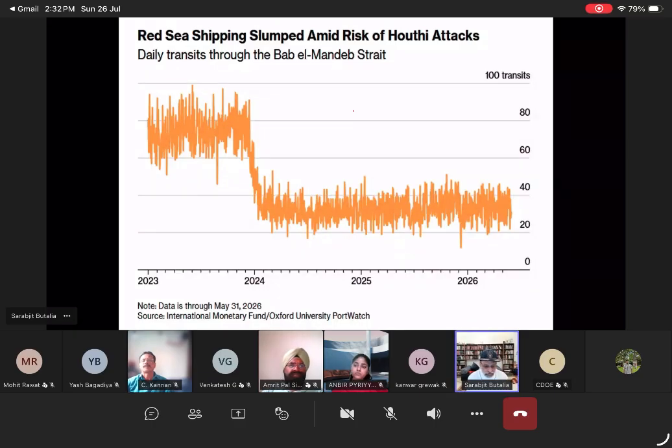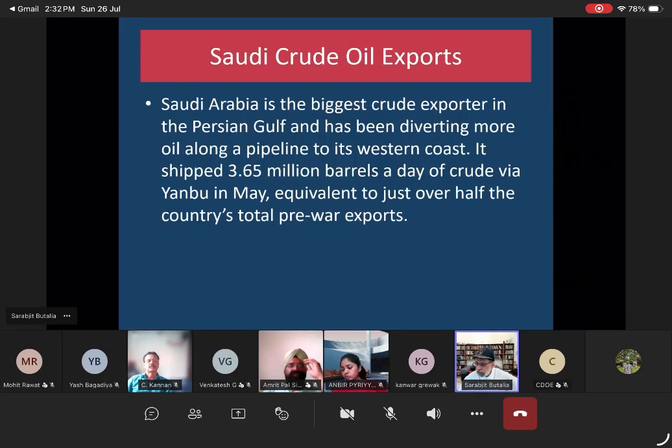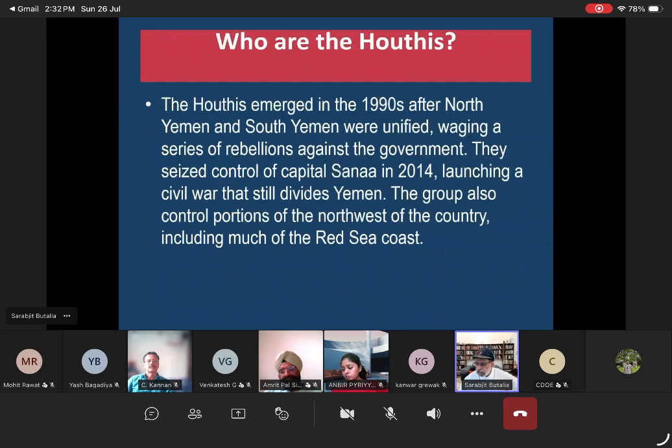Can you see my screen, Dan? Yeah. So here is something, and these are reliable data from the IMF, and Oxford University also has a website on Port Watch. So you can just have a look there. Right. So this was about Saudi, which I have shown you.